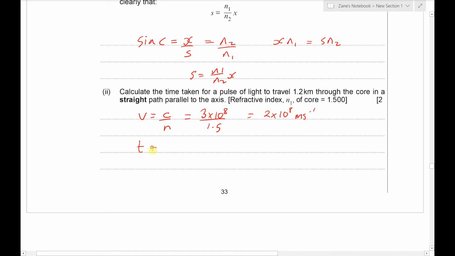Finally, we can simply use time is distance over speed to find this time. So the distance is 1.2 kilometers, 1.2 times 10 to the 3 meters, over 2 times 10 to the 8 meters per second. If we do that on a calculator, you will find that we get an answer of 6 times 10 to the minus 6 seconds, or 6 microseconds.